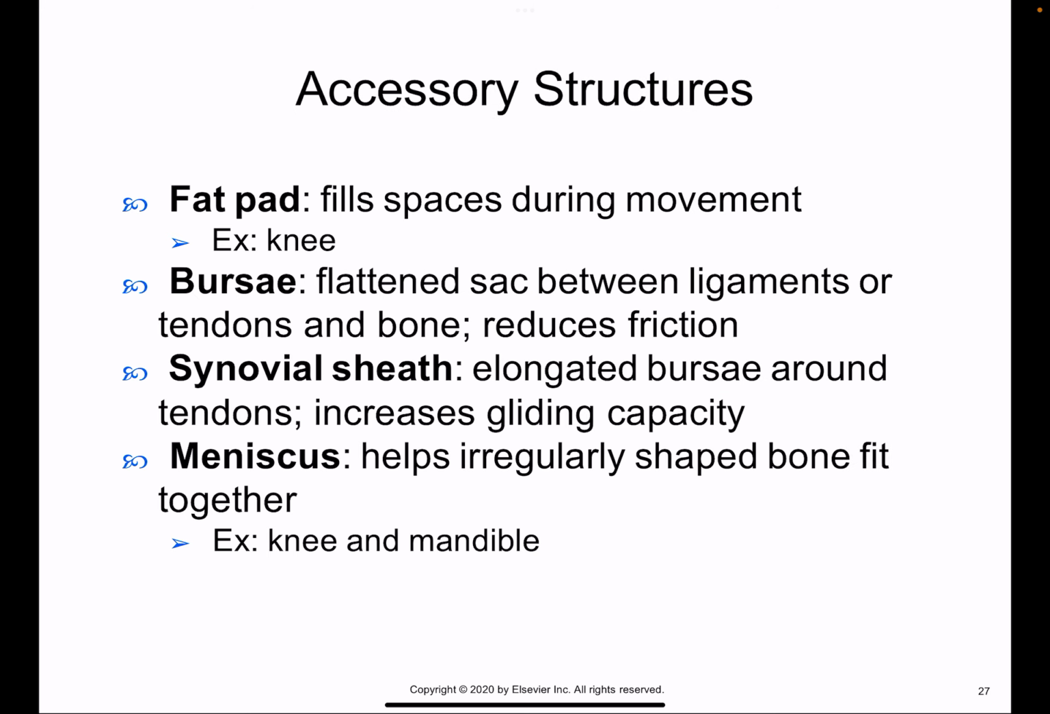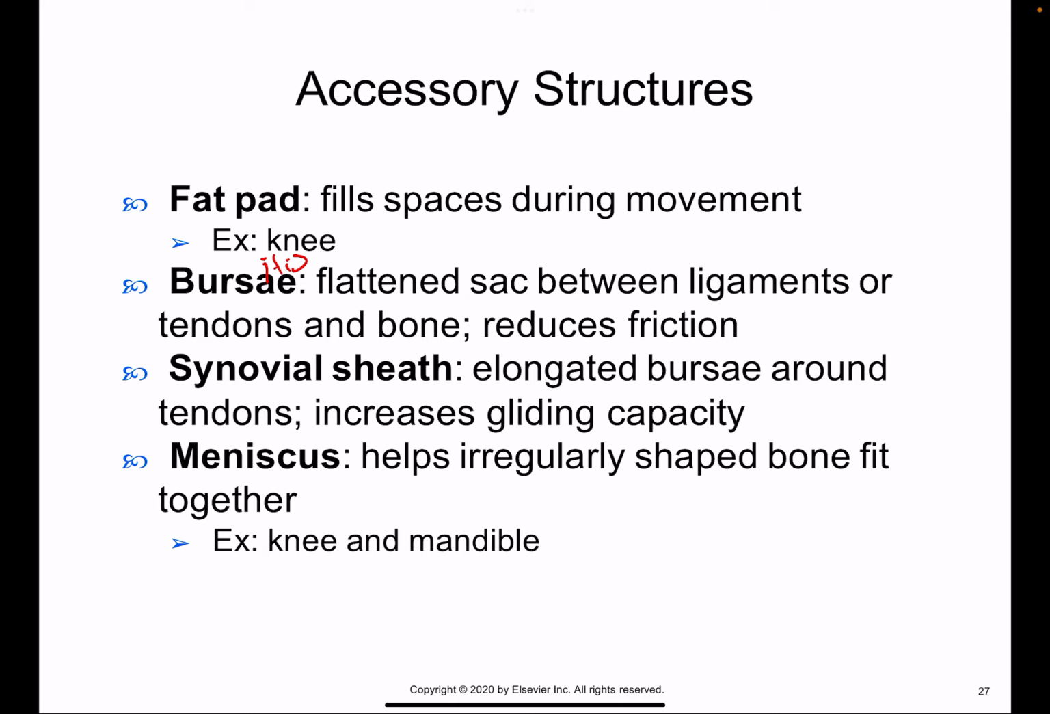We have accessory structures, right? So, for instance, our accessory structures are going to help with the function of what it is that we need to do, meaning it's going to fill spaces during movement, for example, in the knee. We have the bursa. The bursa is a flattened sac between ligaments and tendons and bone, and this reduces friction. Now, if I have bursitis, that is an inflammation of that sac, and it's going to create even more friction. See how pathologies work? Not great.